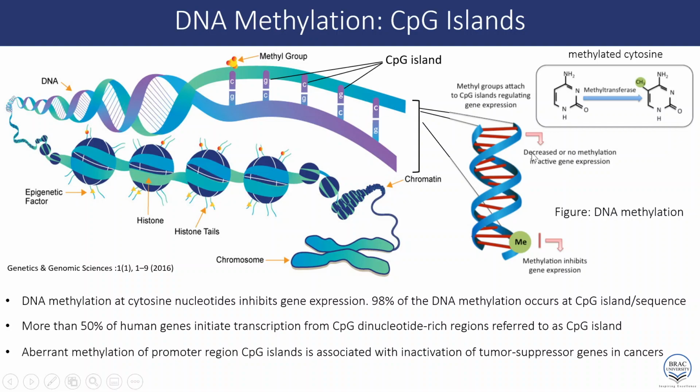So I have talked about how it works: decreased or no methylation means active gene expression. If there is no methylation in CpG islands, those genes will be expressed. But if those CpG islands or promoter regions are methylated, then methylation inhibits gene expression. So yes, DNA methylation at cytosine inhibits gene expression, and 98% of the DNA methylation occurs at CpG islands. I am talking about the direct modification of the DNA, which mainly occurs at those CpG sequence islands.